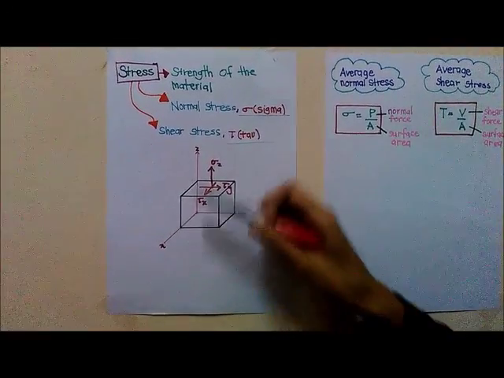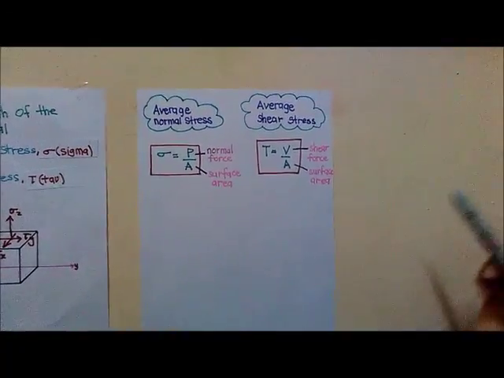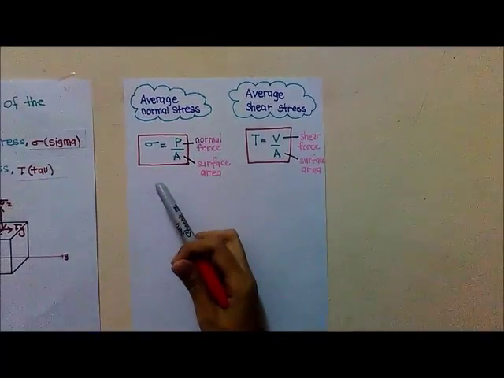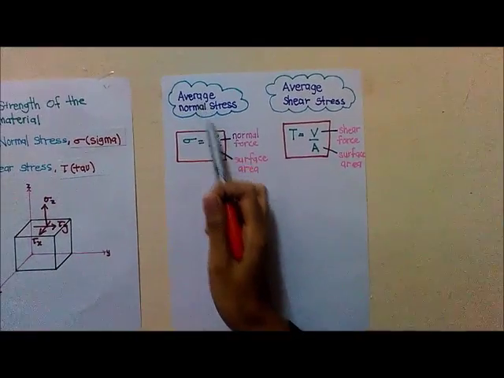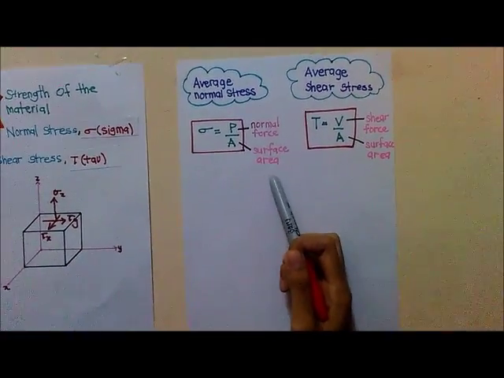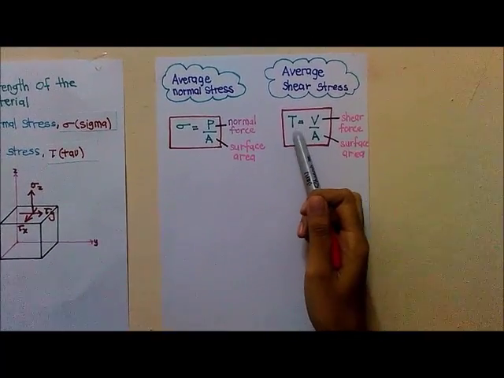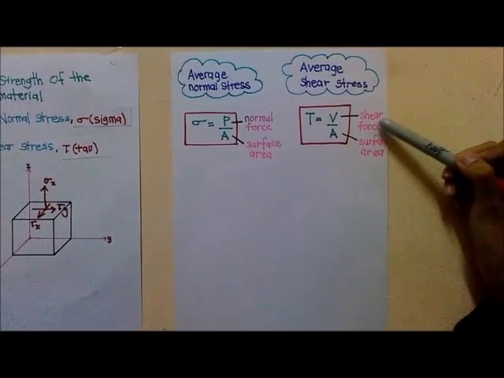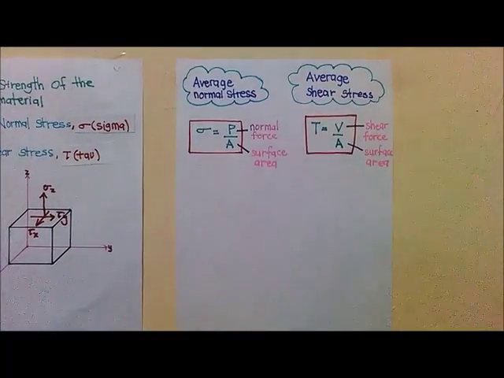Okay, so how are we going to calculate the normal stress and the shear stress? Okay, moving on to the calculation, we use the formula sigma = P over A to calculate the average normal stress, and P is the normal force divided by the surface area. Then to find the shear stress, we use this formula tau = V over A, and V represents the shear force and A represents the surface area.